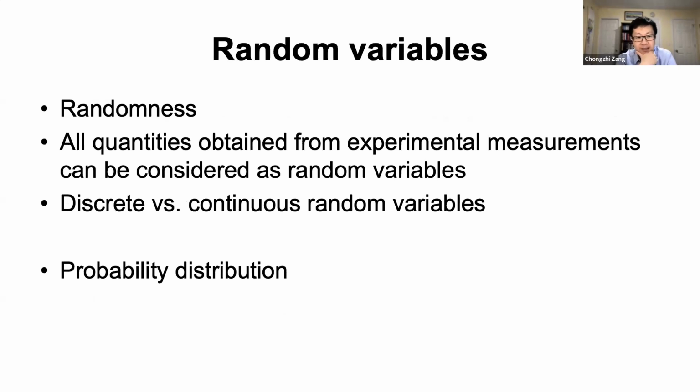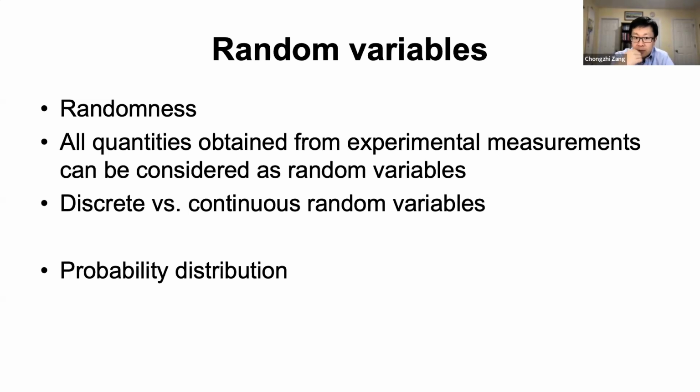So I already mentioned the basic features of random variables. The randomness is the most important characteristic of a random variable, and all the quantities obtained from experimental measurements can be considered random variables. Because for any experiment, there's no way that we can guarantee that every time we measure this, we get the same number, the same data. So they all contain some variability, and we can consider all of them as random variables.